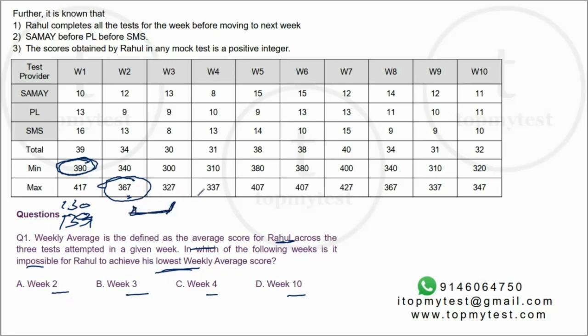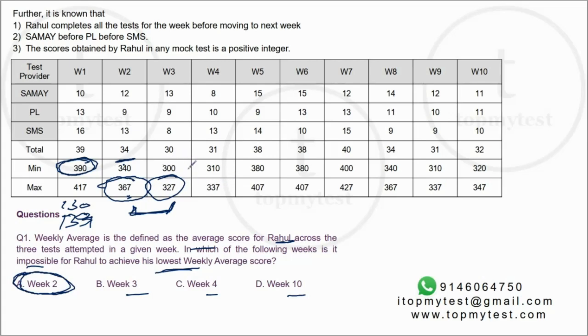If you check week 2 and week 3, can week 2 ever be lower than week 3? It's not possible, right? The lowest possible for week 2 is higher than the highest possible of week 3. So week 2 can never be the lowest among the given ones. But can week 3 be the lowest, between week 3 and week 4?